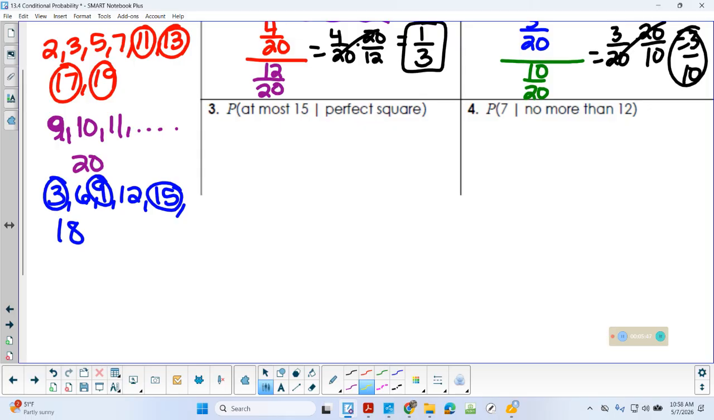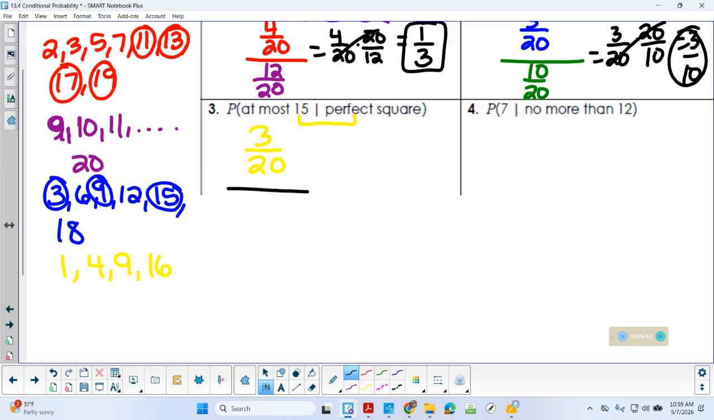Perfect squares: 1 squared, 2 squared, 3 squared, 4 squared. I'm stopping at 5, because what's 5 squared? Which is over 20. Okay, so at most 15 and a perfect square. So you can't go over 15, and it has to be a perfect square. How many of them are on the list? 3. So 3 out of 20 is our top fraction.